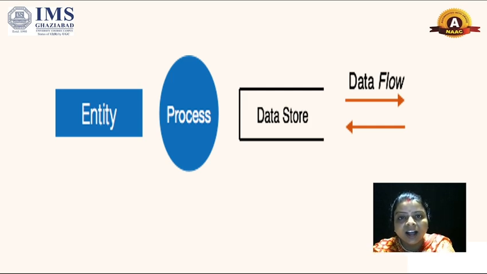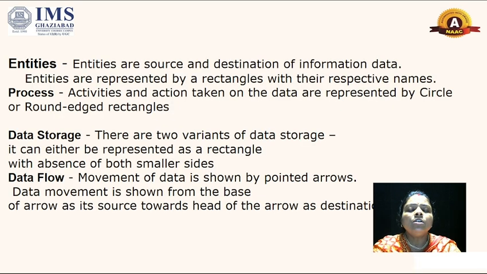So these are the 4 core symbols that we use in a DFD when we want to represent a process. Entities are basically the source and destination of our information and data, that is, where data comes from and where it is consumed. Entities are represented as a rectangle.